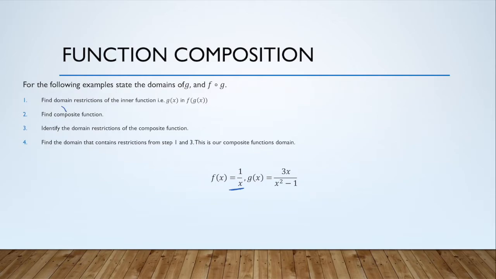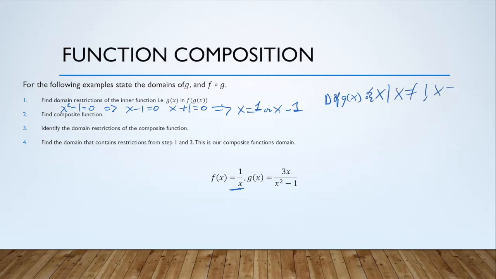So I set x squared minus 1 equal to 0, and I'll find that's x minus 1 equals 0 and x plus 1 equals 0. So I have that my domain can't include positive 1 or negative 1. Those are my restrictions. The domain of g of x in this case would be all values of x as long as x doesn't equal 1 and x doesn't equal negative 1.